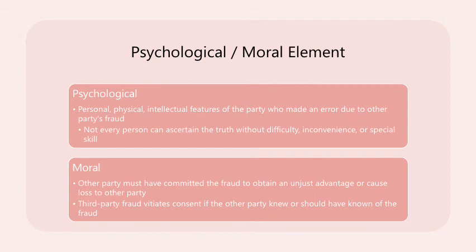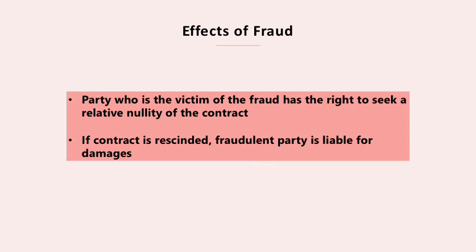Third-party fraud will also vitiate consent if the other party knew or should have known of the fraud. In the effects of fraud, the party who's the victim of the fraud has the right to seek a relative nullity of the contract. And if that contract is rescinded, the fraudulent party is liable for the damages.